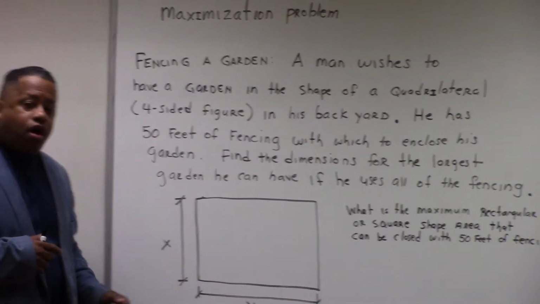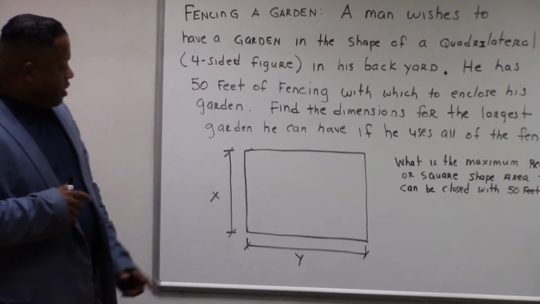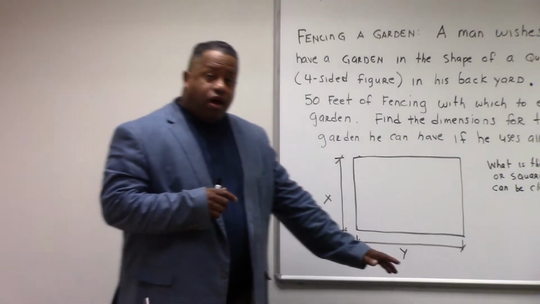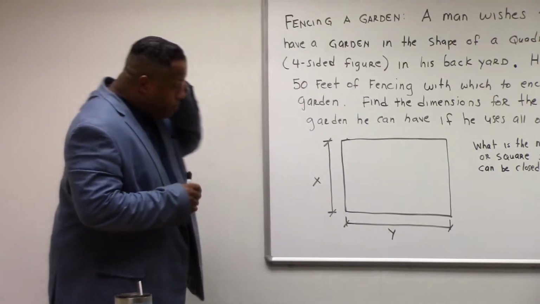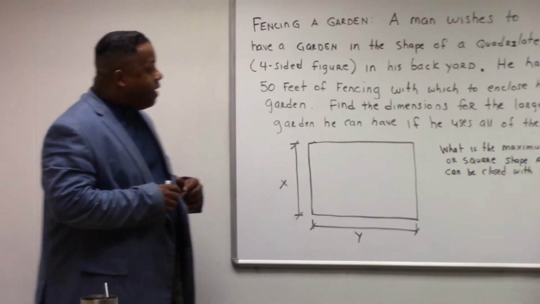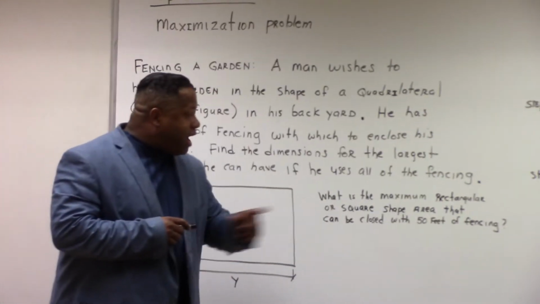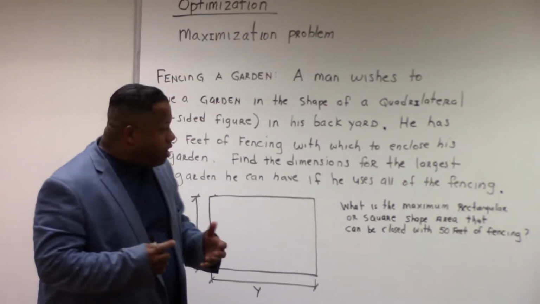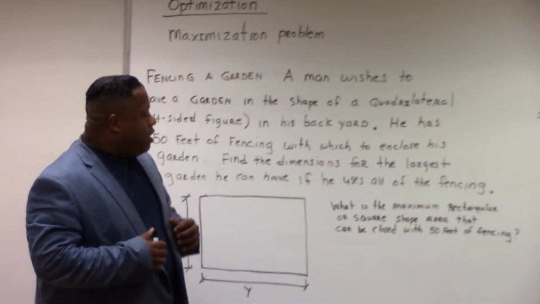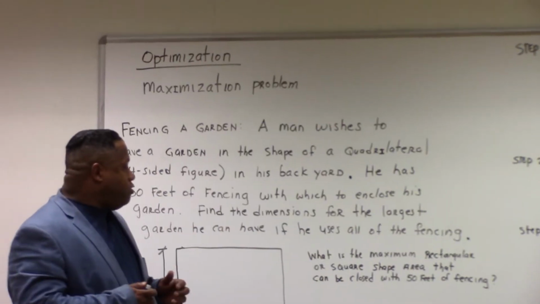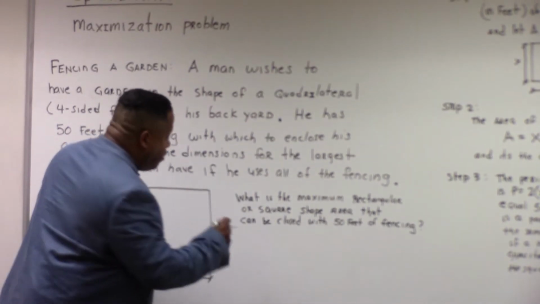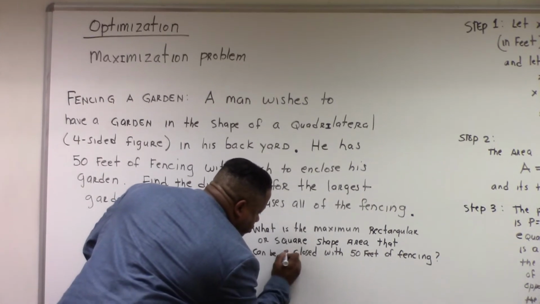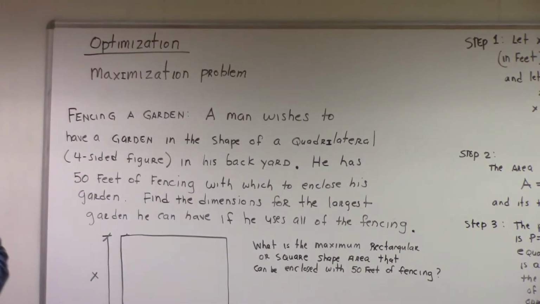Now, as you notice, we always draw a diagram. In this case, you used to use length or width, or vice versa, but we're going to use X and Y. So we're asking, what is the maximum rectangular or square shaped area that can be enclosed with 50 feet of fencing?